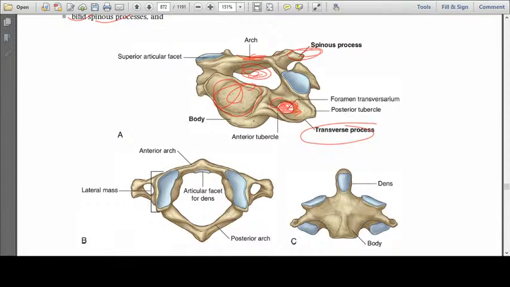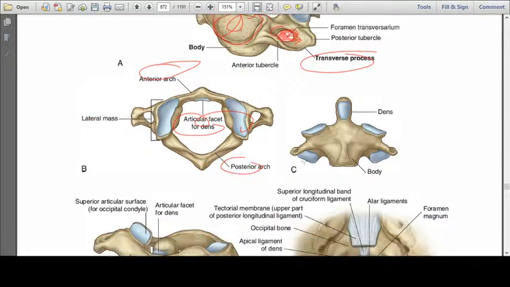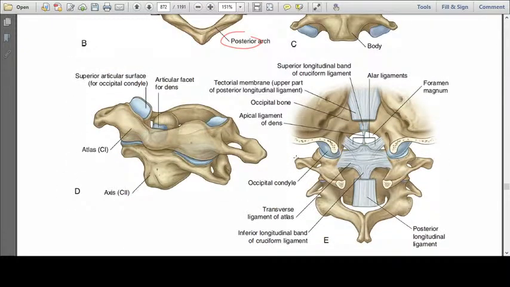Lateral masses. Lateral mass, articular facet of the dens, anterior arch, posterior arch. This figure is showing how it is being articulated.